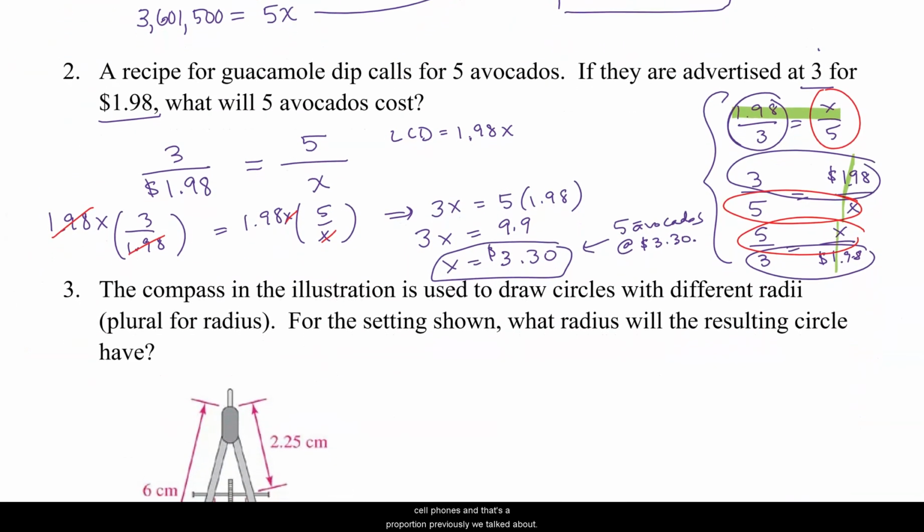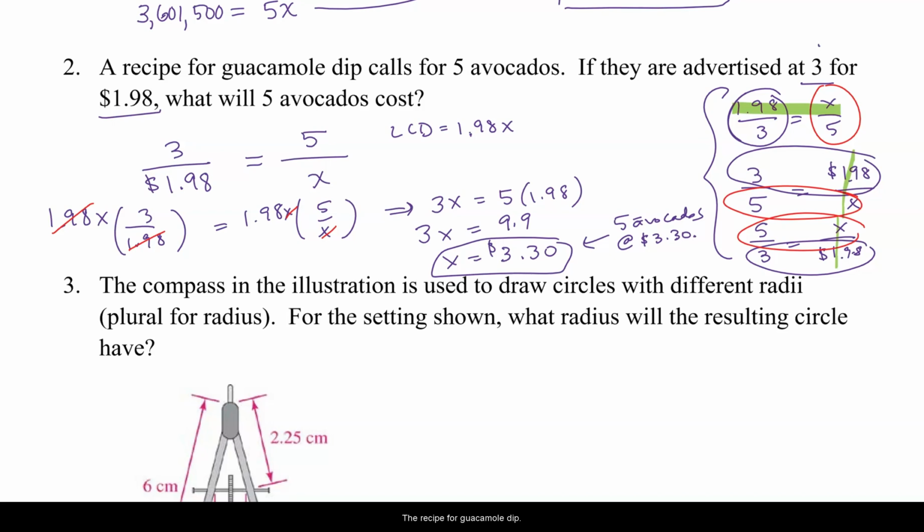Previously, we talked about the recipe for guacamole dip. 5 avocados. If they're advertised at 3 for $1.98, what will 5 avocados cost? And we did a quick reminder that you wouldn't really be doing this in the store. You would likely say, I need 5 avocados. 3 is almost $2, so I know that 5 is going to be less than $4 because 6 would be around $4. And sure enough, we get an answer that is less than 4.